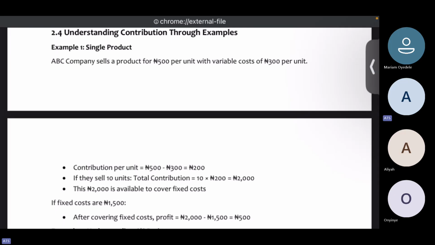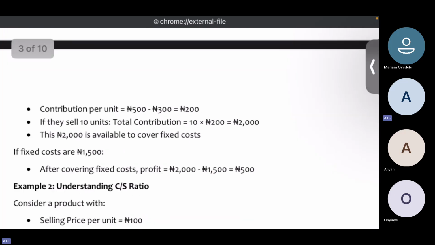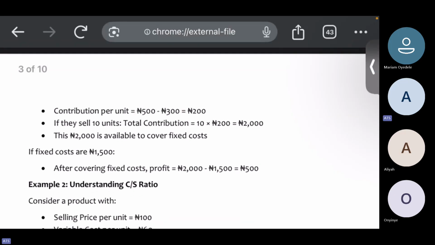Know the difference. There is contribution per unit and there is contribution margin. Contribution per unit is for each unit, how much is each unit contributing? But contribution margin is in total. So when you multiply your contribution per unit by the total units, you get your total contribution or your contribution margin. So if they sell 10 units, your total contribution will be 2,000 naira. So this 2,000 naira is available to cover fixed costs. Assuming fixed costs are 1,500 naira, that means your profit will be 500 naira. Do you understand?